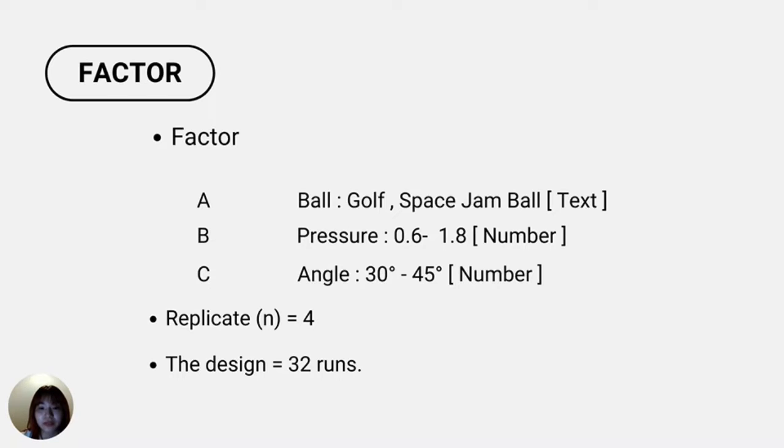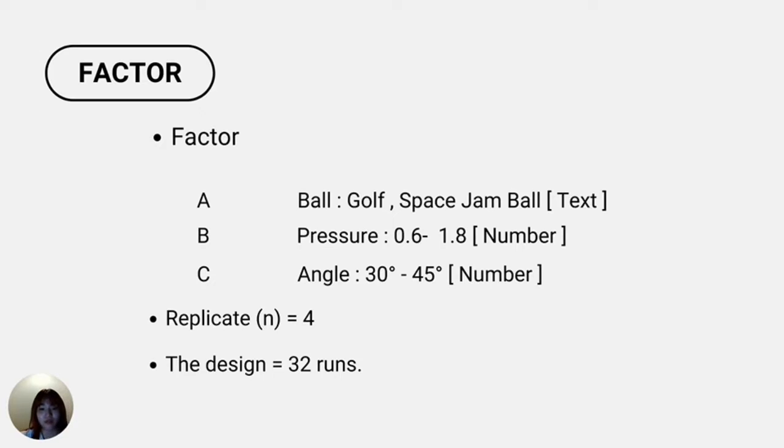Use 3 factor variables: 2 digitally adjustable variables and 1 non-adjustable variable, as follows. 1. Ball. Include golf and space jam balls, which are the non-adjustable variable. 2. The pressure includes 0.6 to 1.8 pressure, which is an adjustable variable. 3. The angle is 30 to 45 and 45 degrees, which is an adjustable variable.